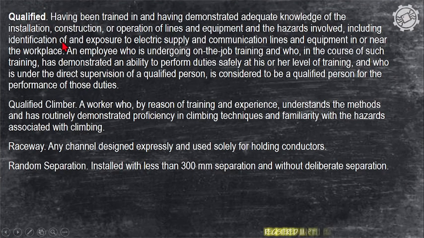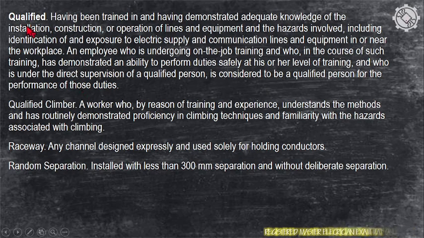So when we say qualified person, having been trained and have demonstrated adequate knowledge of the installation, construction, or operation of lines and equipment and hazards involved, including identification of an exposure to electric supply and communication lines and equipment in or near the workplace. An employee who is undergoing on-the-job training and who in the course of such training has demonstrated the ability to perform duties safely at his or her level of training and who is under direct supervision of a qualified person is considered to be qualified for the performance of those duties.